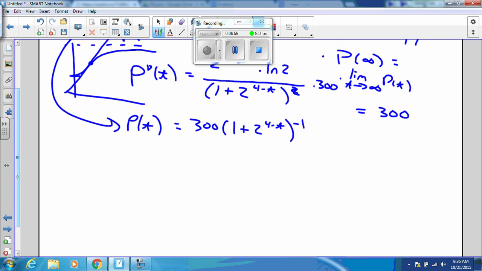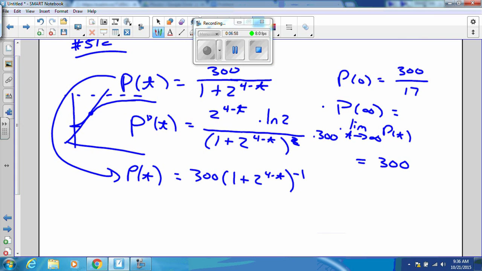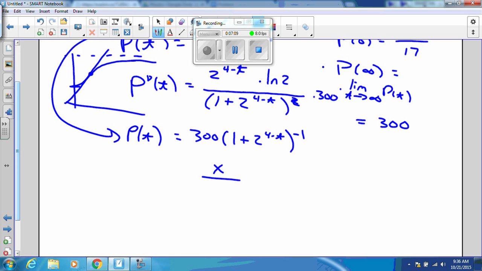What I find that's interesting is that this quantity, 2 to the 4 minus t, is big and obnoxious and it gets in my way. So I'm going to make it get out of my way by calling it x. I'm going to substitute x for that. And now what I'm looking at is x over 1 plus x squared times a bunch of constants. And I'm going to maximize this quantity when I find the value of x that will maximize that fraction.